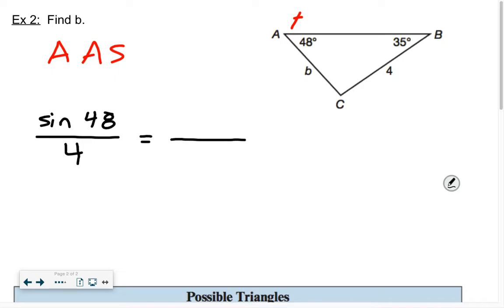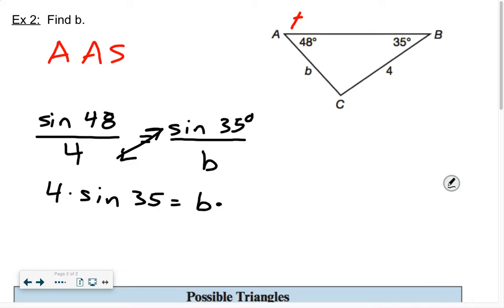Then we set it equal to another ratio. Now which one do you want to use? Well, angle B is given to us, so let's use that one. It's also the side we want to solve for, so perfect. 2 ratios set equal to each other, proportion. All we have to do now is cross multiply and divide. 4 times the sine of 35 is equal to B times the sine of 48.